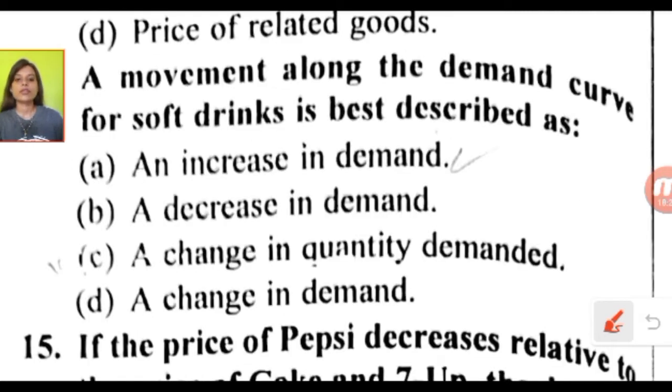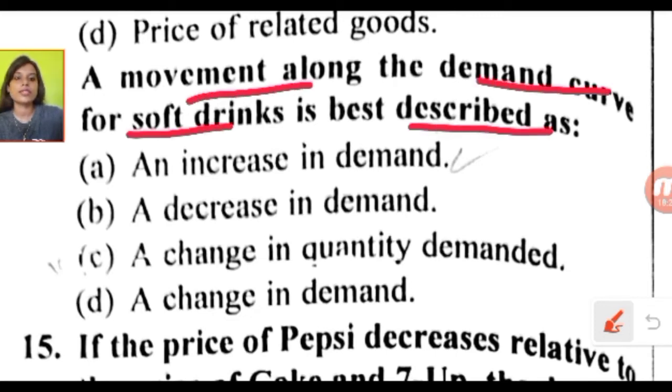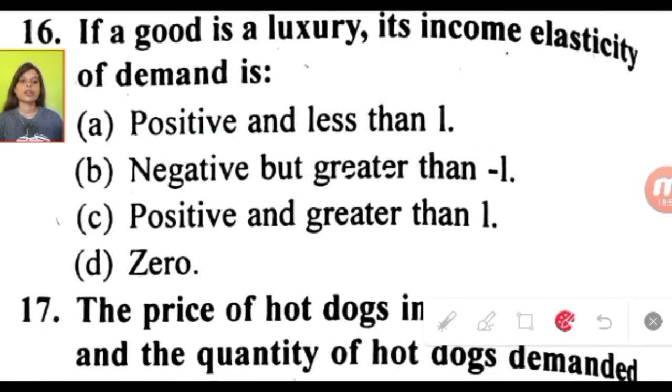The next question says that a movement along the demand curve for soft drinks is best described as. Here it is best described as a change in the quantity demanded. Why? Because a movement along the demand curve is also known as a change in quantity demanded. So that's why we have chosen option number C.